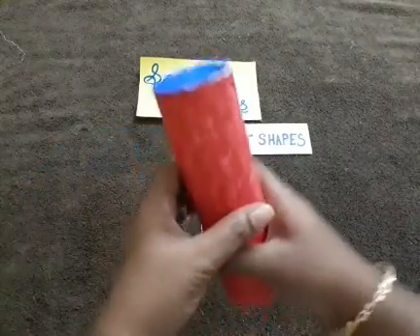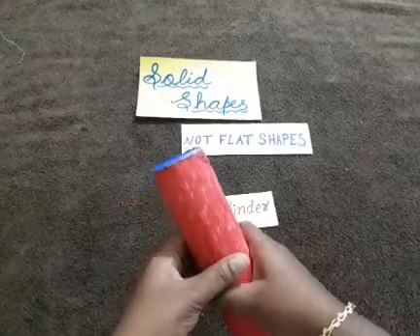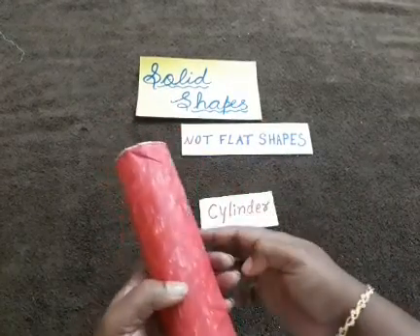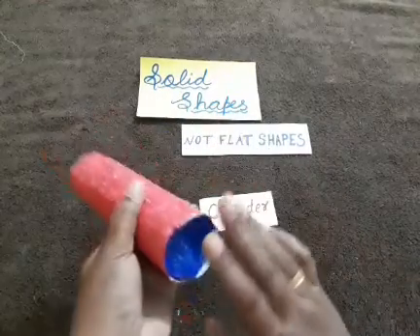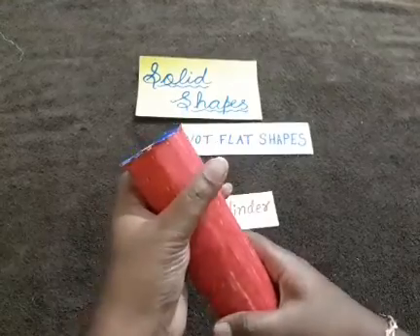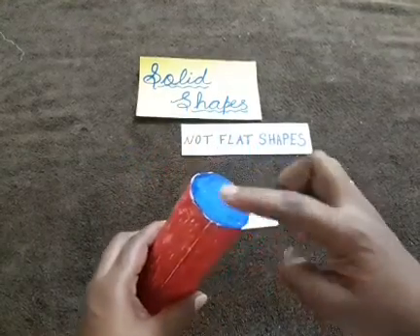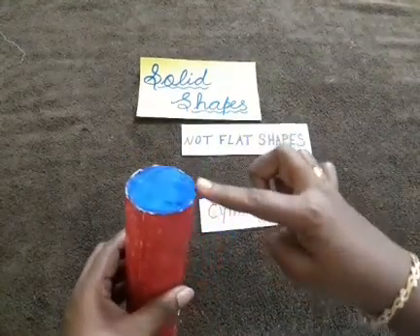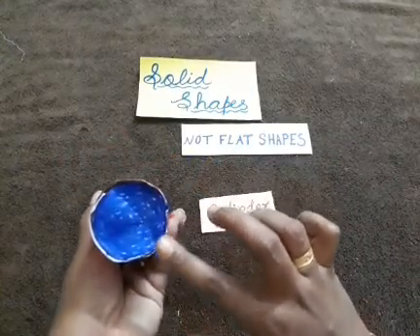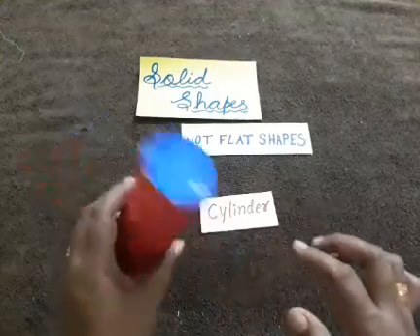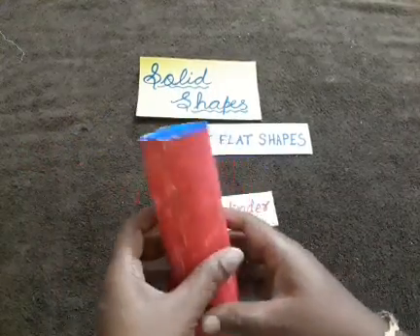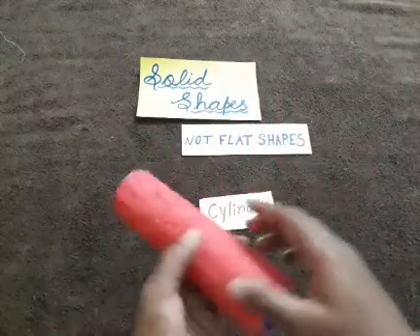So my dear kids, a solid shape with 3 faces, that is one curved face and 2 plane faces, is called what? Cylinder. And we can say that the cylinder has 2 edges. Look at this. This is one edge, and this is another edge. So we can say that a cylinder has how many edges? 2 edges.